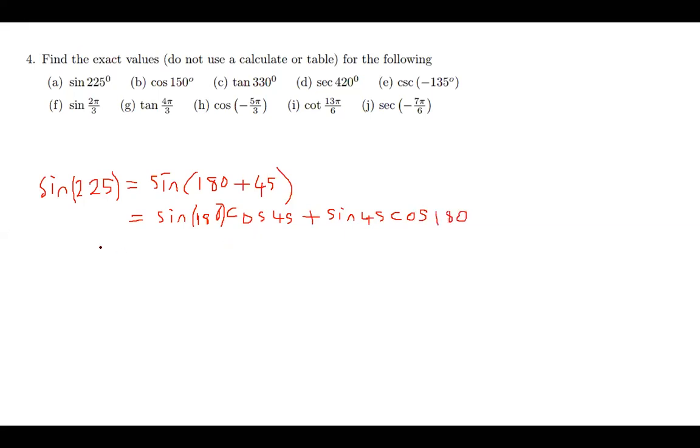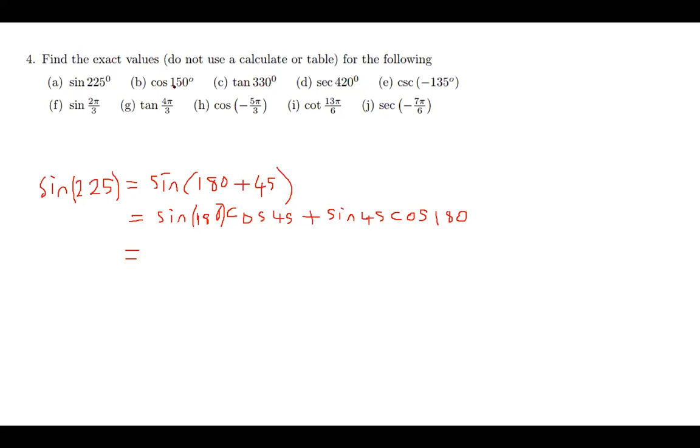Then it's just a matter of putting in the values. Sine 180, you find your answer to be 0 multiplied by cos 45. Cos 45 is a special angle, you can find it, and then you are done after simplifying. That's how you find such an equation.